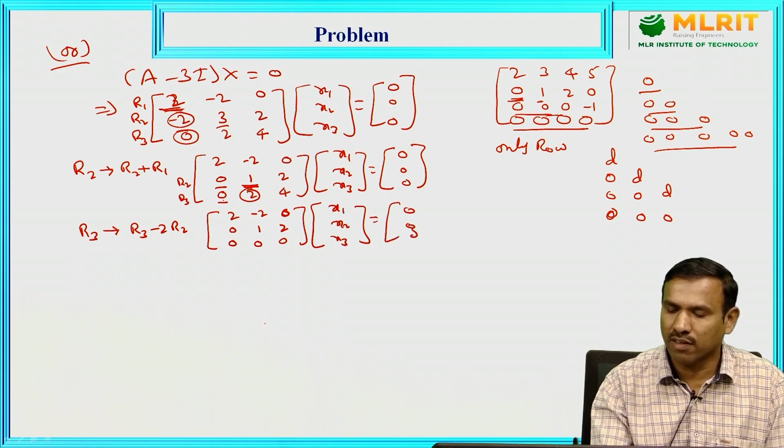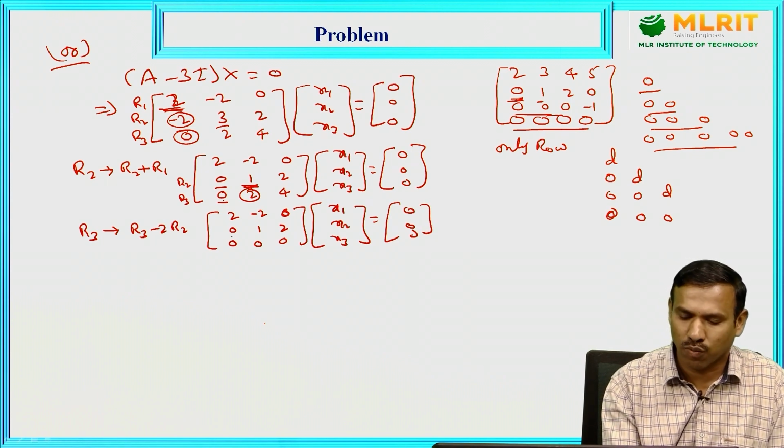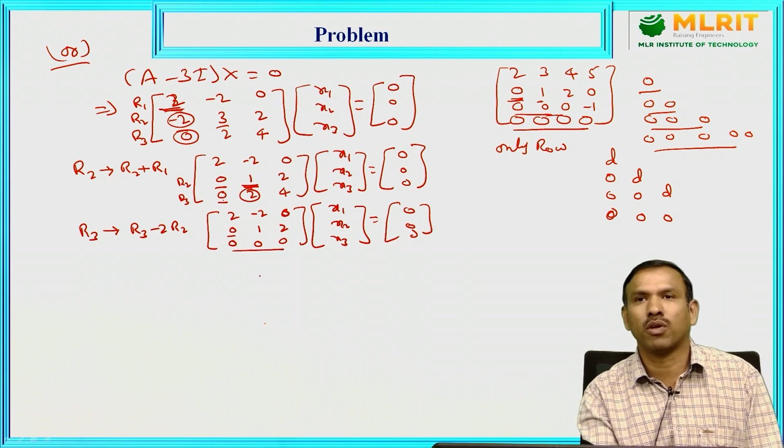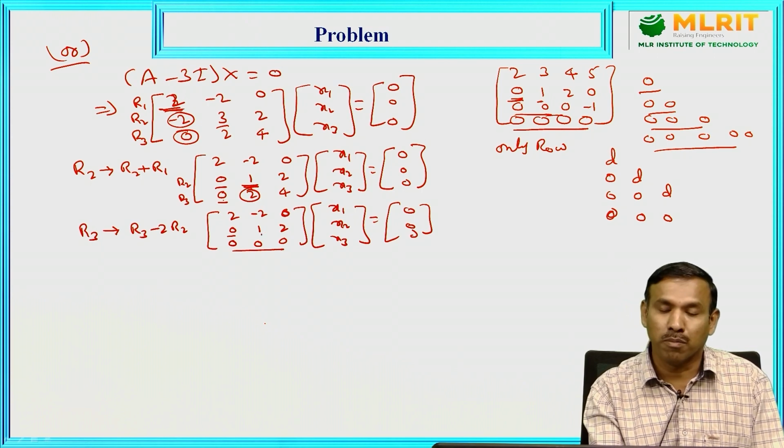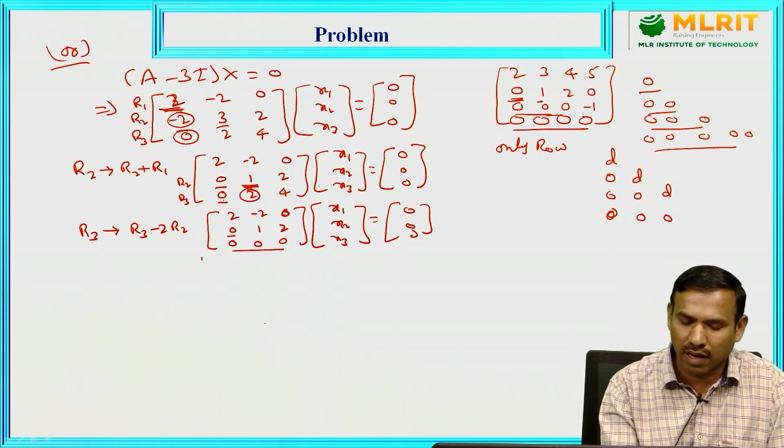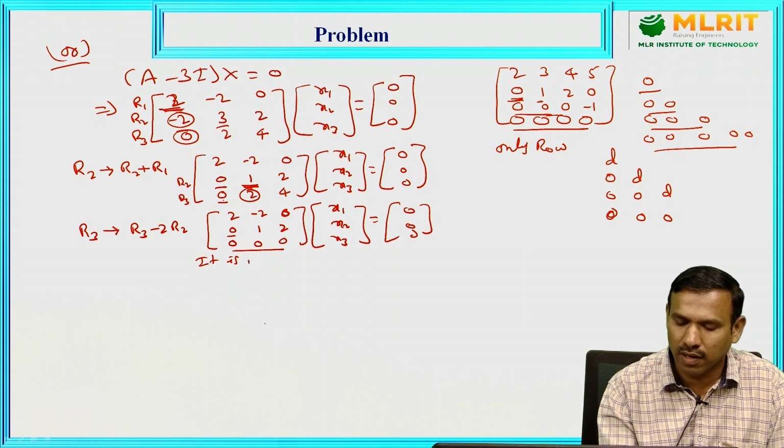How can we say it is in echelon form? I have given the condition here: 1 zero, here 3 zeros. The number of zeros is increasing as you go to the next row, before the first non-zero entry. So it is in echelon form.